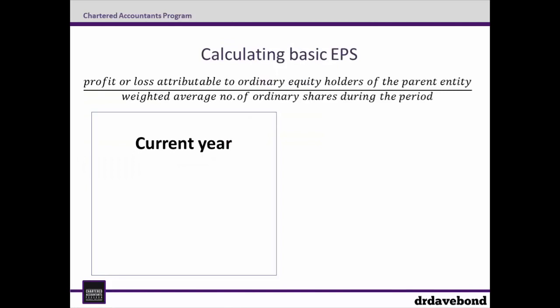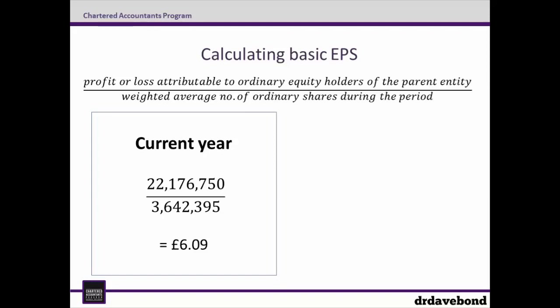To calculate the basic EPS, we then take the earnings we calculated of £22,176,750 and divide it by the weighted average shares of 3,642,395, which we just did, which gives us an EPS in the current year of £6.09.